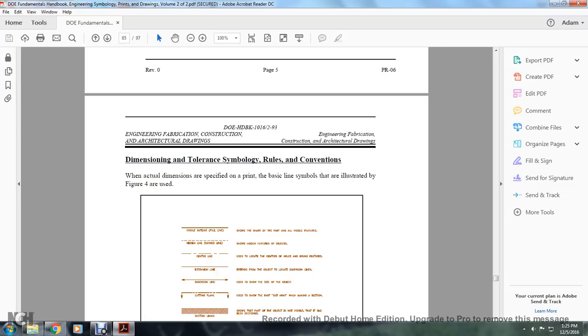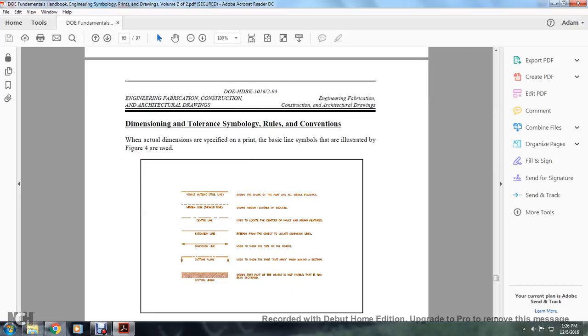The actual dimensions are specified on the print. Basic line symbols are illustrated in Figure 4. A visible outline, the full line, shows the shape of the part and its visible features. The hidden line shows the hidden features of the object and uses a dashed line. A center line uses a large dash and a small dash, and is used to locate the centers of holes and bounded features. An extension line extends from the object and lets you know where the dimension line is. The dimension line has two arrowheads in both directions, used to show the extent of the dimension.